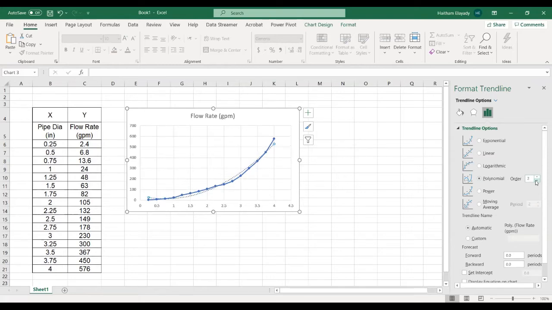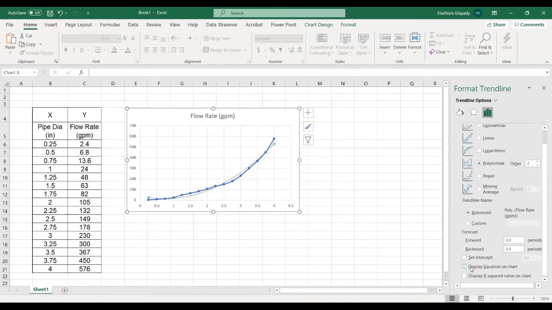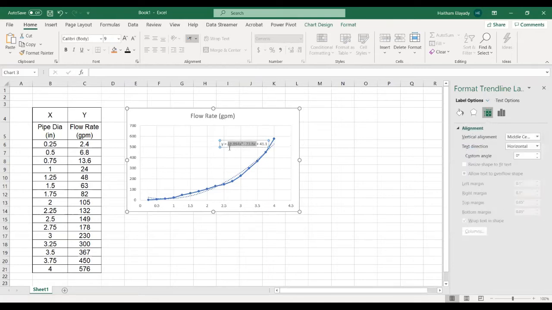So to simplify, it will be okay with us to go with the second degree equation. I click on Display Equation on Chart, and here is my equation. I can make it a little bit bigger, and this is my prediction equation, in which if I insert any pipe diameter, I can predict the flow rate, the water flow rate for the water pump.